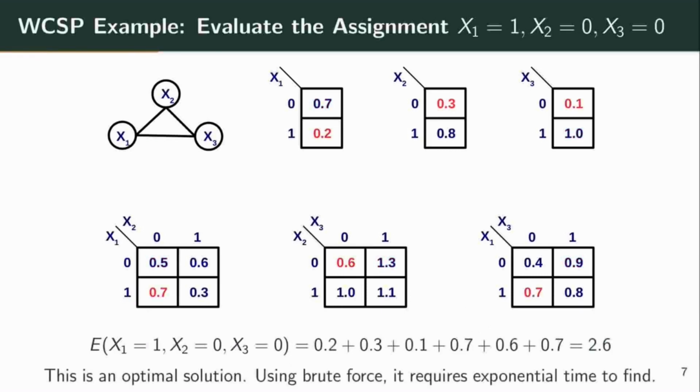So this is another example. In this example we have the assignment of x1 equal to 1, x2 equal to 0, and x3 equal to 0. In this case, the total weight is 2.6, and this is the optimal solution that we found by brute force. However, note that brute force requires exponential time to find this optimal solution.